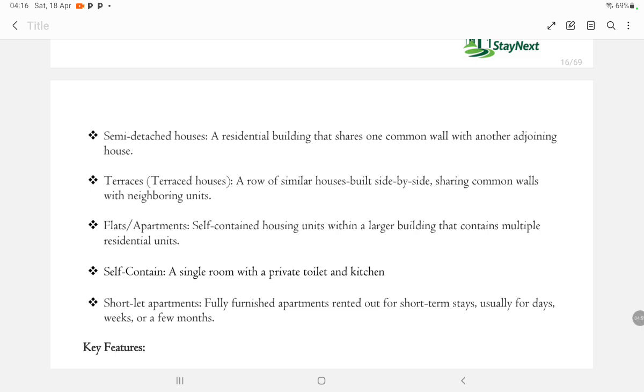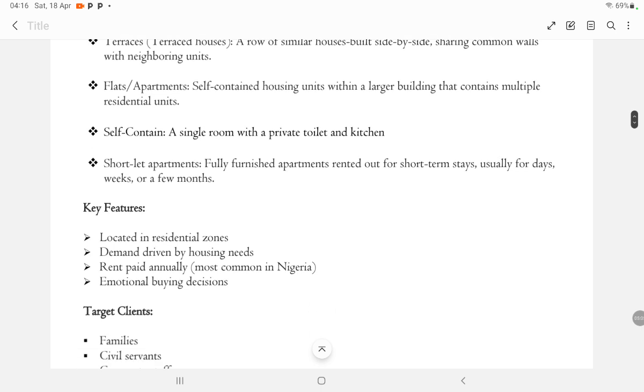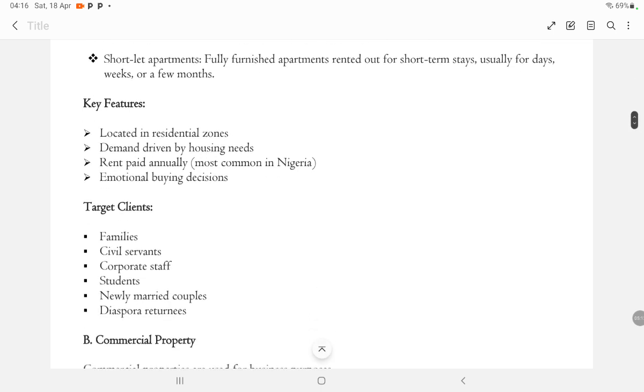Before, as you know, you are renting it not just on a monthly basis; it can be one day, two days, or three days. So that's why the key features: located in a residential zone, demand driven by housing needs, rent paid annually, mostly common in Nigeria. Abroad they pay monthly, but in Nigeria it is annually. Some people collect two years at once.